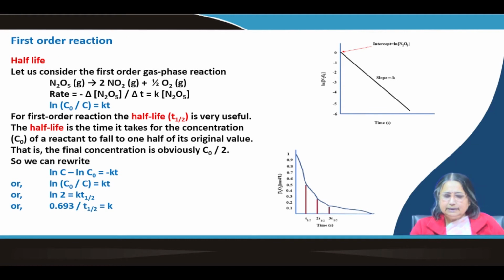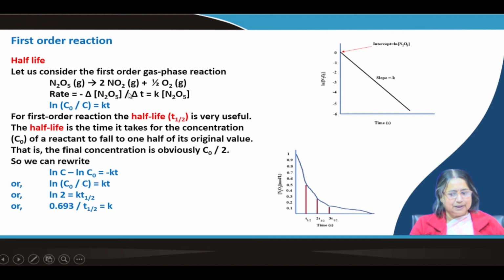Now, one thing is very important. This is another example. Instead of giving A, where A is the reactant and P is the product, here an actual reaction is shown. It is a gas phase reaction of nitrogen pentoxide, N2O5. In the gas phase, it can decompose to nitrogen dioxide and oxygen.